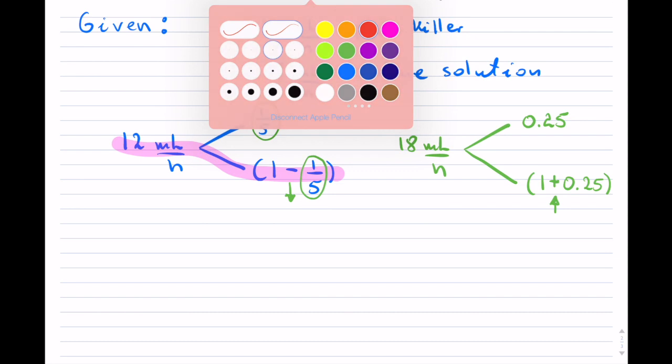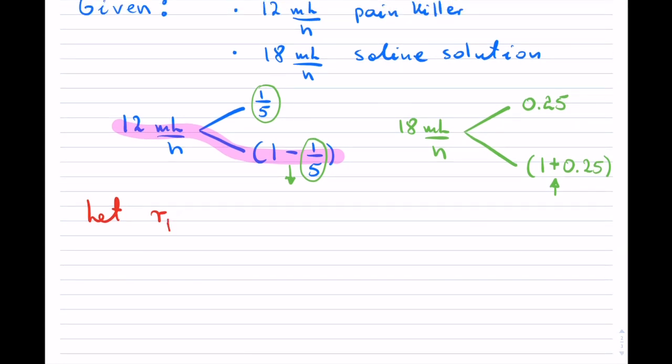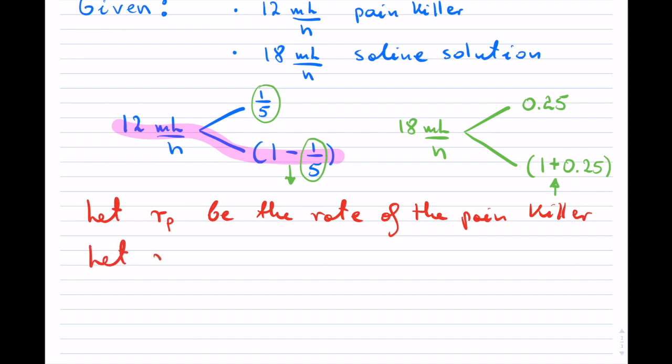Now, in both situations, let R be my rate. And I'll just put a little P just to say painkiller. So let R subscript P be the rate of the painkiller. And then I'll define the second one. Let R, and let's say S for saline solution, be the rate of the solution.